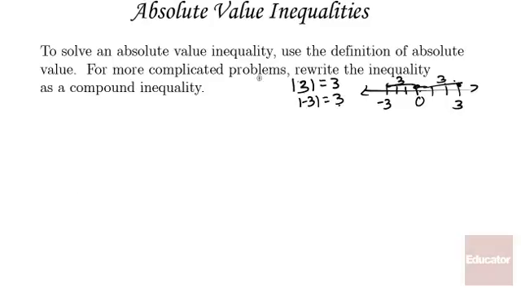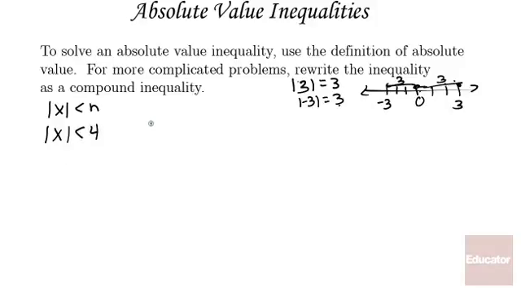For more complicated problems, you may need to rewrite the inequality as a compound inequality. So talking about this in a little bit more detail, you may see two different forms. You may see inequalities in the form the absolute value of x is less than n. If you see that, rewrite the inequality as a compound inequality as follows. Looking at this with an example, the absolute value of x is less than 4.